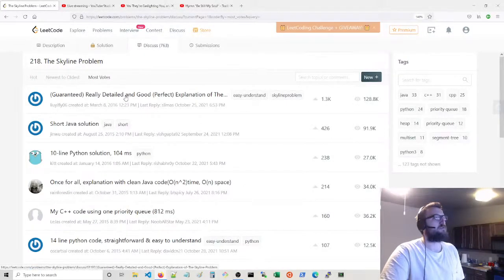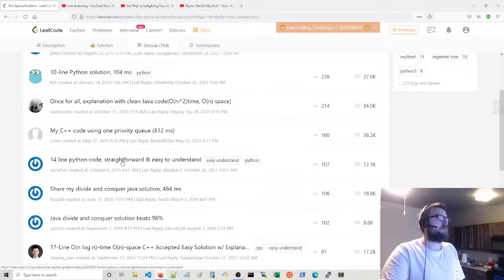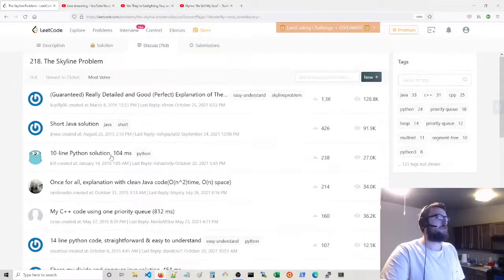Really detailed and good, perfect explanation. 100 milliseconds, 10 line Python, quadratic time, linear space. I did n log n time. One priority queue, 10 line Python. Whoa. Huh.